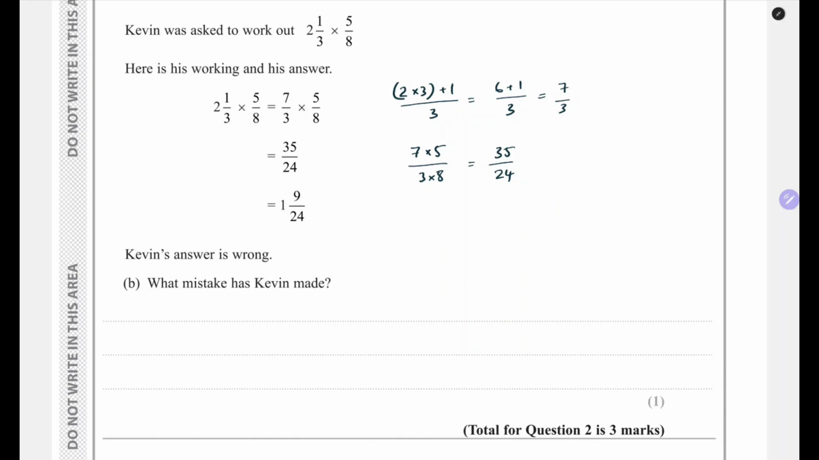The last part is to change this 35 over 24 into a mixed number again. So again, we ask ourselves, how many times does 24 go into 35? Well, it only goes once, and the remainder is 11. So we should have 1 and 11 over 24. So that's where he's made his mistake.